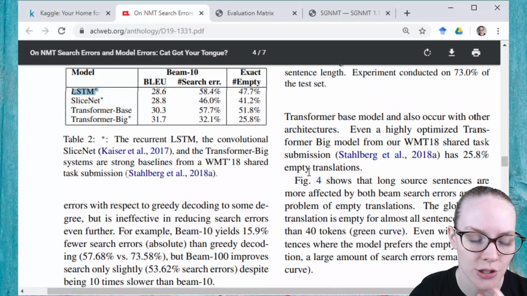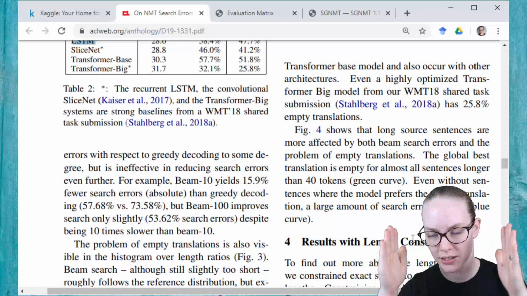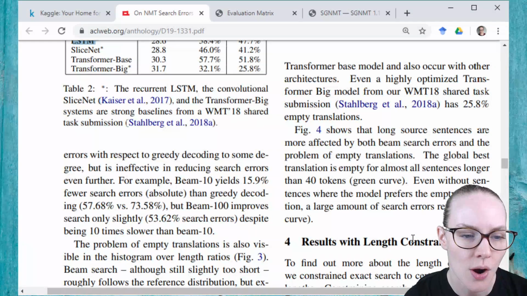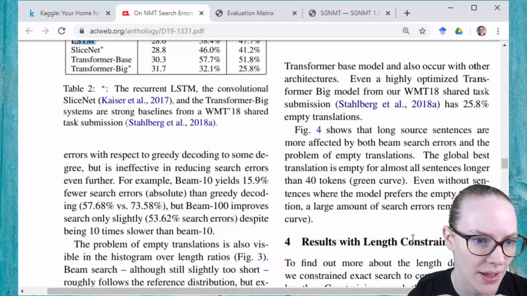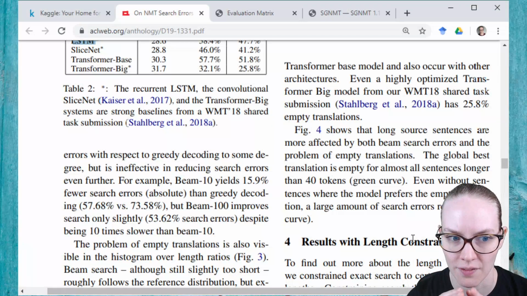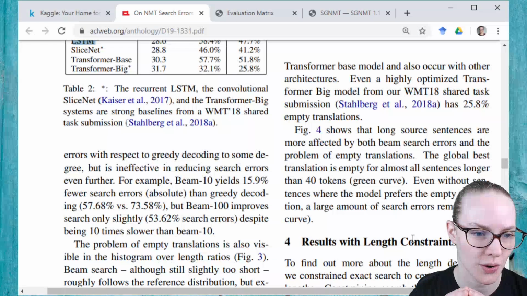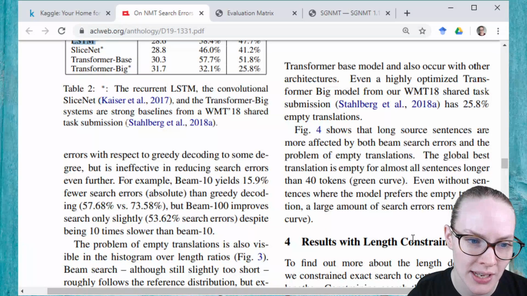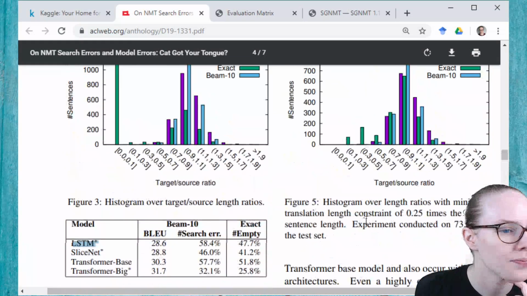Figure 4 shows that long source sentences, so if I have a really long text chunk that I'm putting into the translation algorithm, are more affected by both beam search errors and the problem of empty translation. So beam search has more problems, and you're also going to have more empty translations. The global best translation is empty for almost all sentences longer than 40 tokens, green curve. Even without sentences where a model prefers the empty translation, a large amount of search errors remain, blue curve. Figure 4.